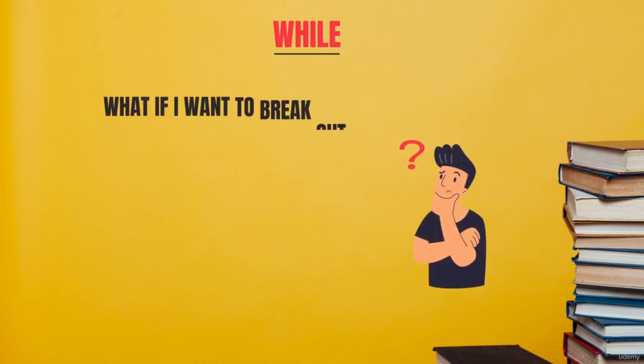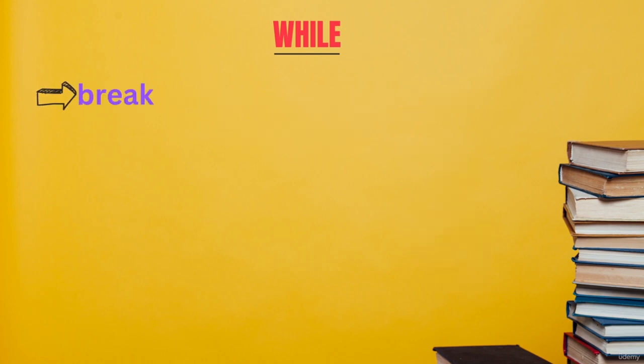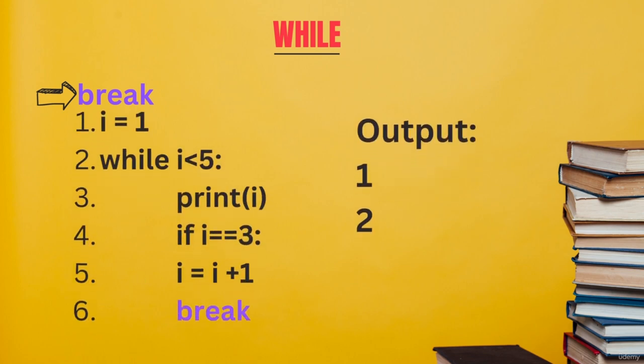Now, what if I wanted to break out of the loop at a certain stage? In that case, we use the break keyword. So in our loop, if we come across a certain condition, then we break out from that loop. Here we use an if statement.